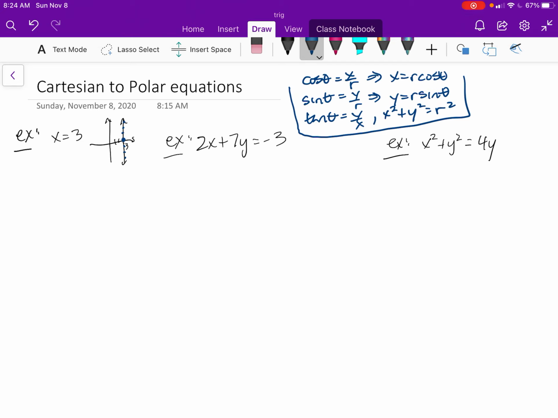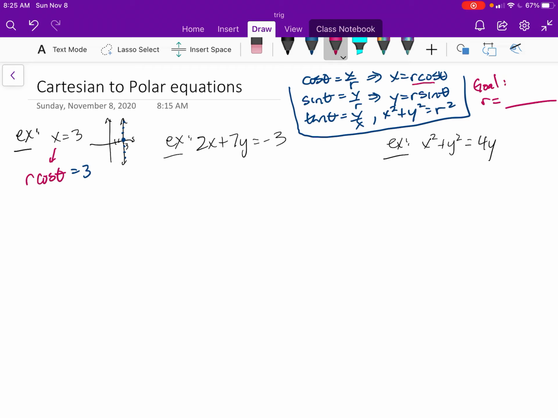So I want to start with an easier one. x equals 3, I will simply substitute r cosine theta for x, right? x is equivalent to this, equals 3. And in a polar equation, always our goal is to solve for r. r equals stuff, without another r. Just like in a Cartesian, the goal is to solve for y.